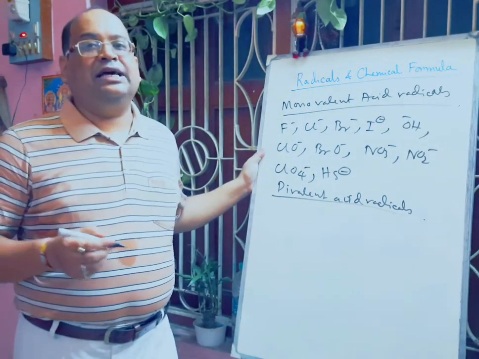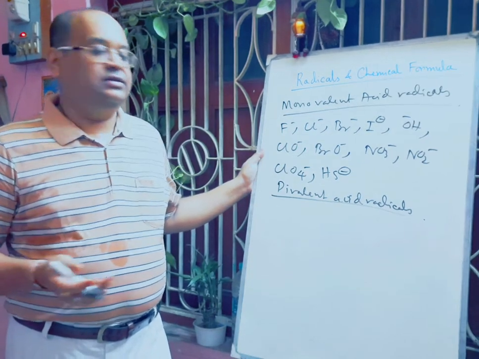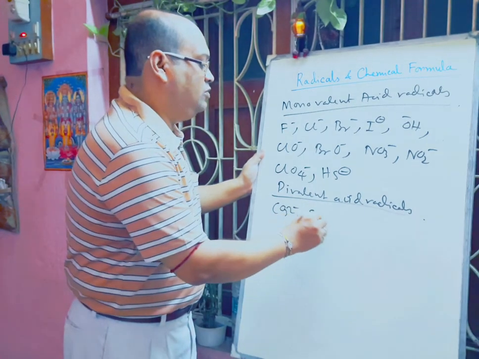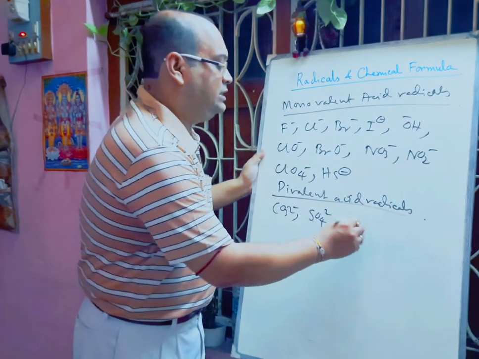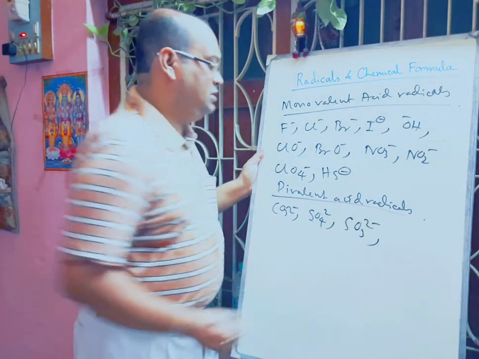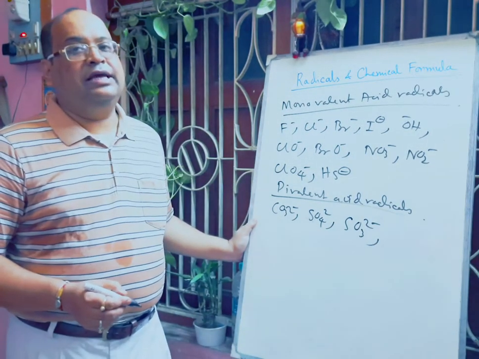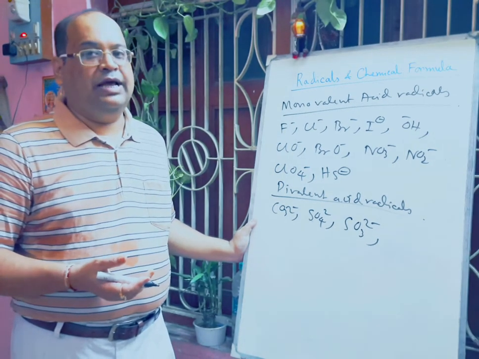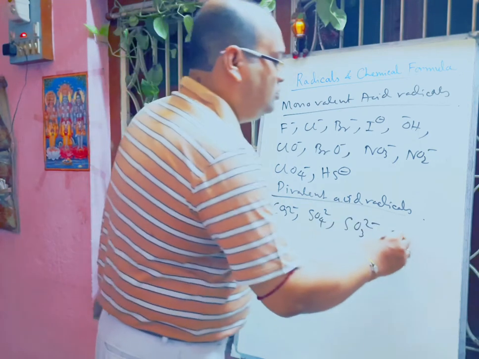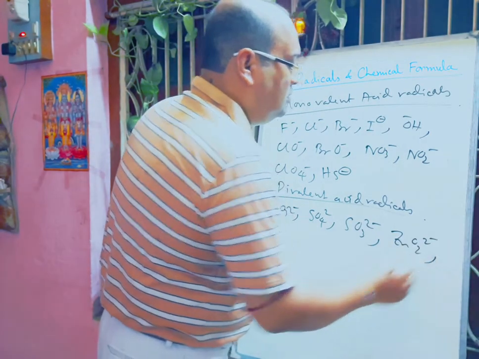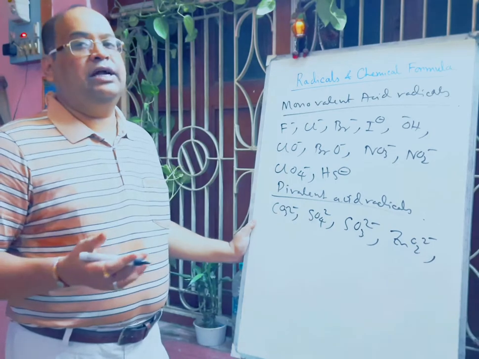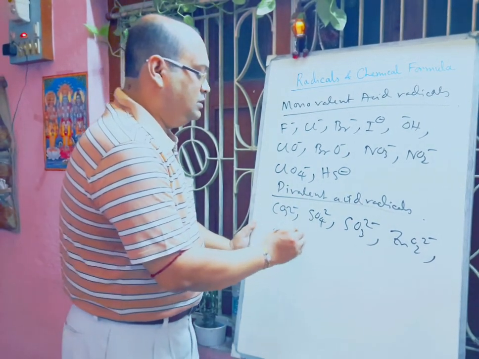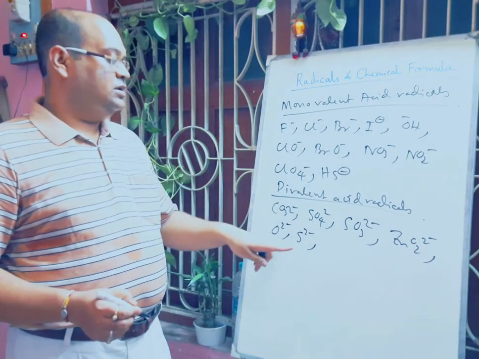Next, divalent acid radicals. We can tell carbonate, CO3 2 minus, sulfate, SO4 2 minus, sulfite, SO3 2 minus. We can also think about a more complex type of compound like zincate, ZnO2 2 minus. Then oxide and sulfide. These are the simple radicals.